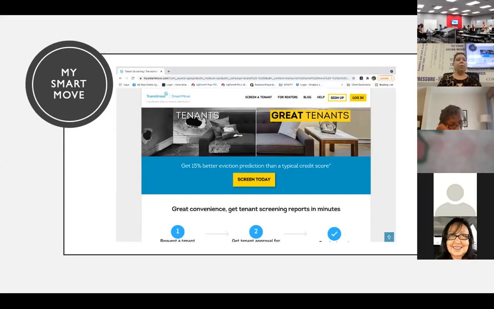So let's go check out My Smart Move. MySmartMove.com is free. There is a cost to do all of the credit checks and all of those things, but it's your landlord who sets up who pays that. And so typically it's customary that the tenant will pay for that.